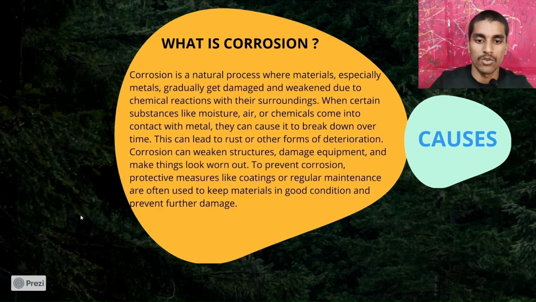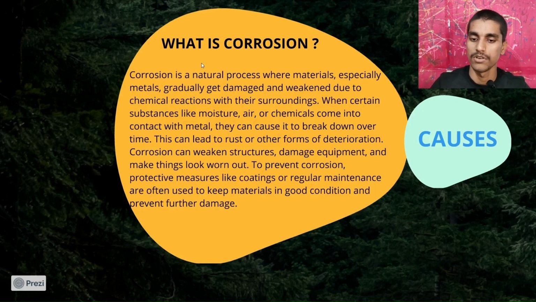Corrosion is a natural process where materials, especially metals, gradually get damaged and weakened due to a chemical reaction with their surroundings. When certain substances like moisture, air, or chemicals come into contact with metal, they can cause it to break down over time. This can lead to rust or other forms of deterioration. Corrosion can weaken structures, damage equipment, and make things look worn out. To prevent corrosion, protective measures like coating and regular maintenance are often used to keep materials in good condition and prevent further damage.